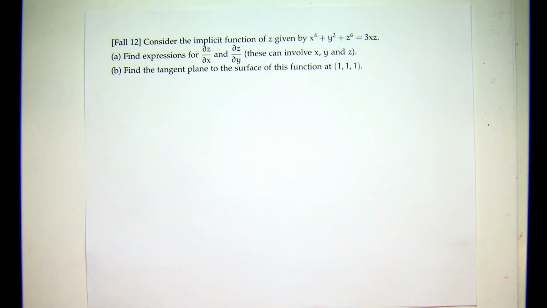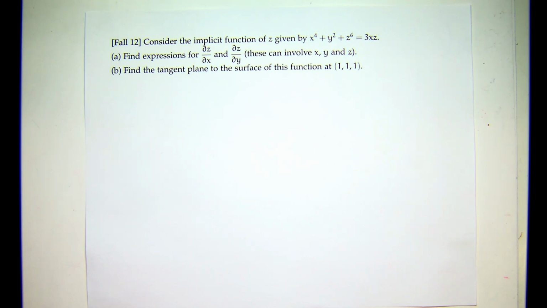So, next one. Here we go. An implicit function. So we have an implicit function, z, in terms of x and y. So x to the 4th plus y squared plus z to the 6th equals 3xz. I cannot solve for z. It might even be impossible to solve for z. I'm not entirely sure. But I can't do it. Okay, so what are we going to do? Well, we're just going to have to work implicitly.